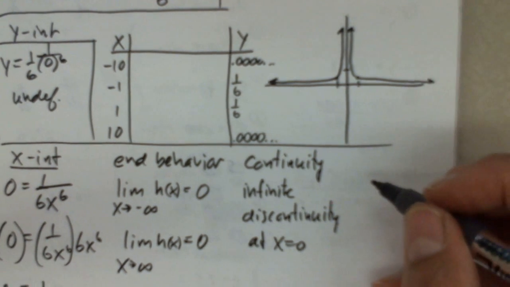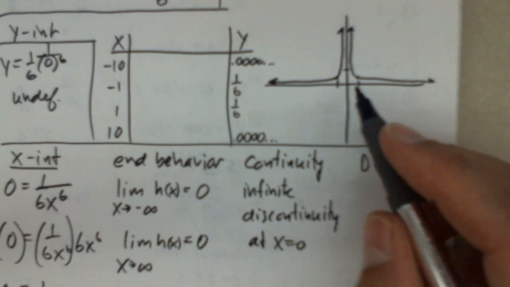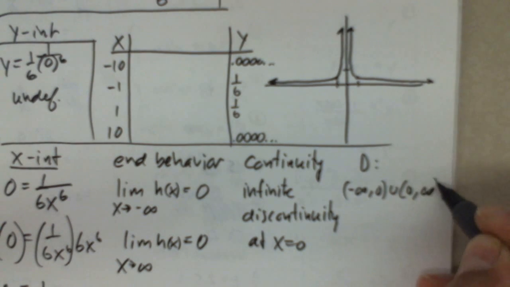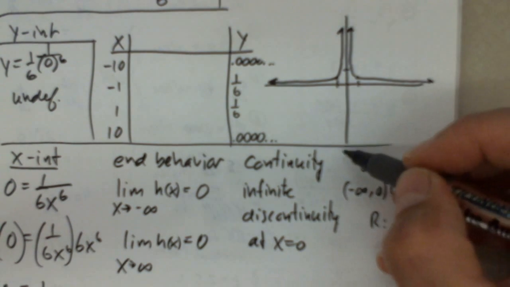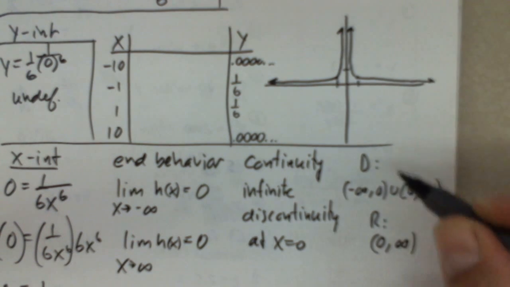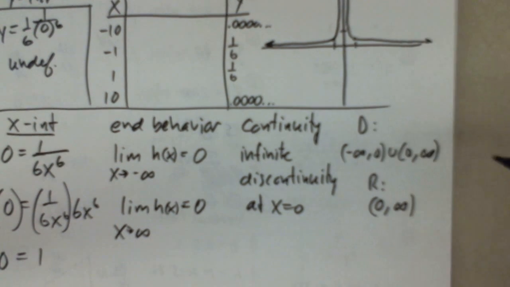And let's talk about domain. Goes from -infinity to 0, and then from 0 to infinity. The range goes from 0 to infinity. We don't have any negative y values in the range.